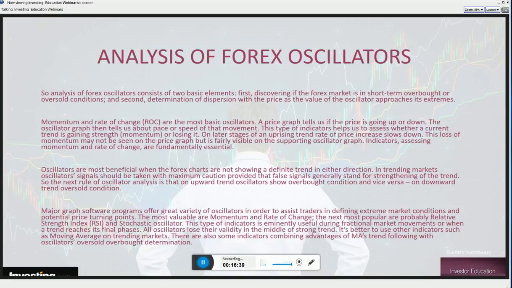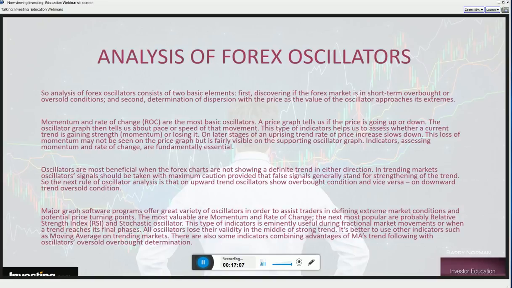Major graph software programs offer a great variety of oscillators in order to assist a trader in defining extreme market conditions. So we've already put on 3 on our chart. The most valuable are momentum, which we put on the chart, and rate of change. The next most popular are probably the relative strength index and stochastics. So we've looked at them. The only thing we haven't put on the chart is ROC.